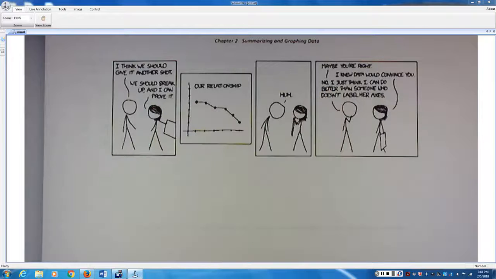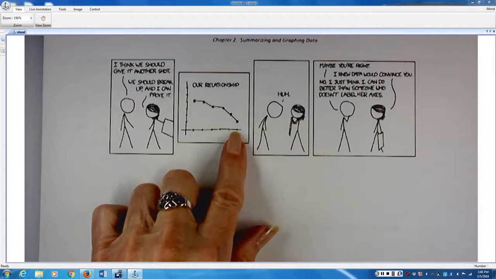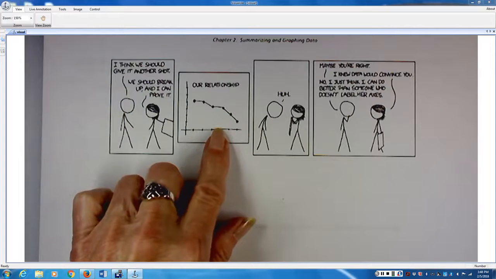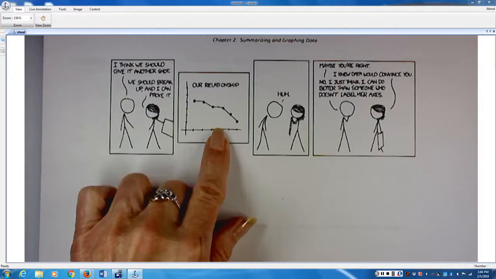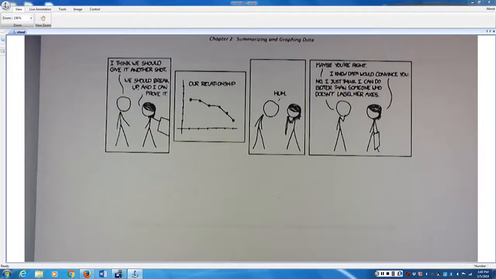And he said, well, no, it's not her data that convinced him. He's convinced because he could do better than someone that doesn't label the axes. Because he doesn't know what she's measuring. She didn't tell him what was going down. Was this like the number of dates or the number of times that he held her hand? You know, she didn't tell him what was going down. So he had no idea, and if she can't tell him what's wrong, then he's like, okay, fine, we'll break up. I'll find somebody else that labels their axes.